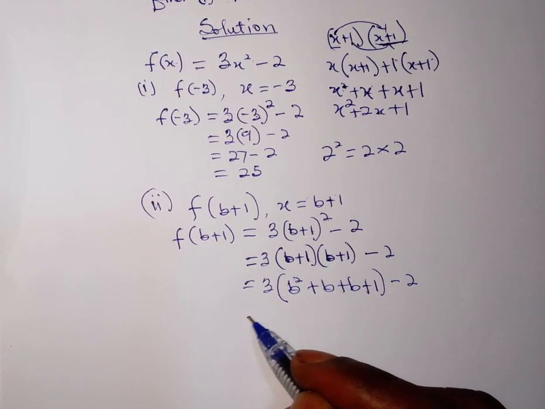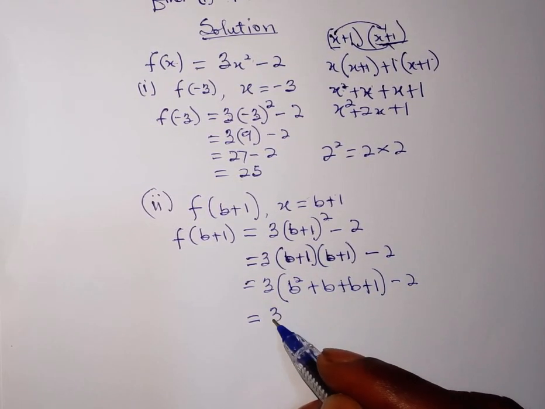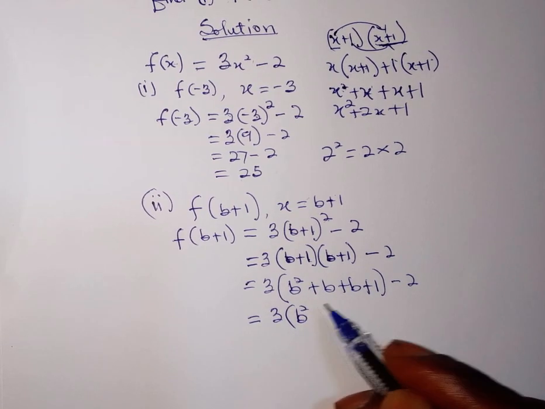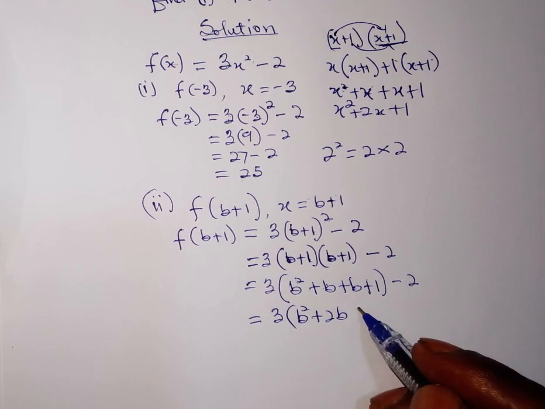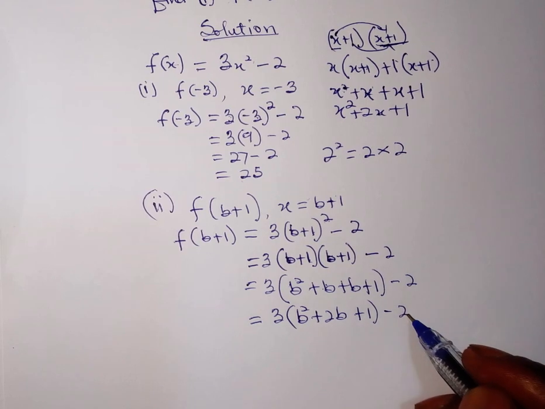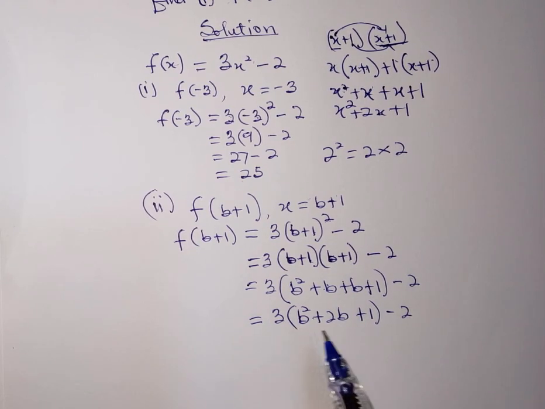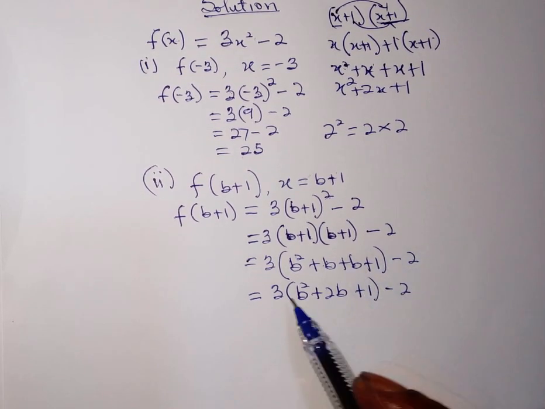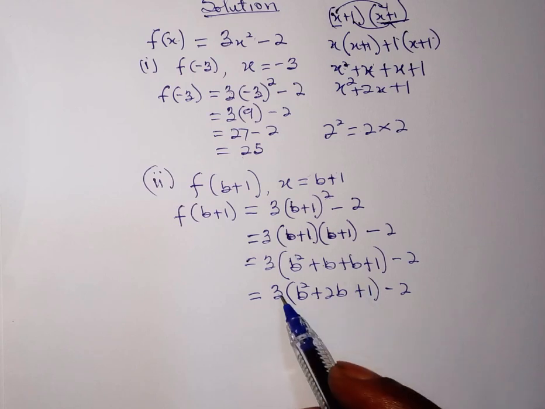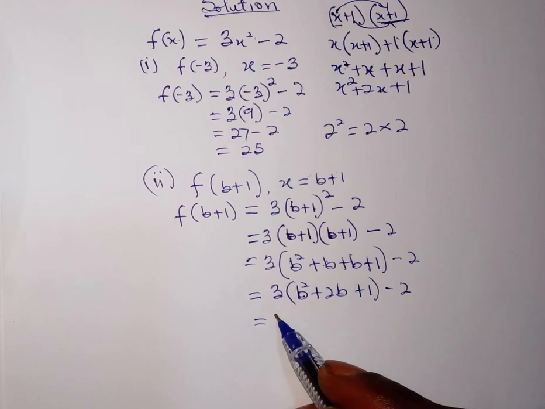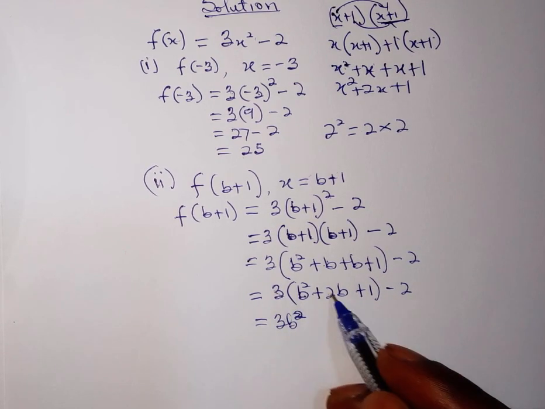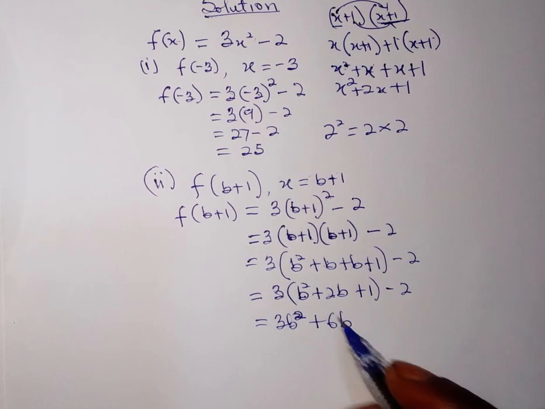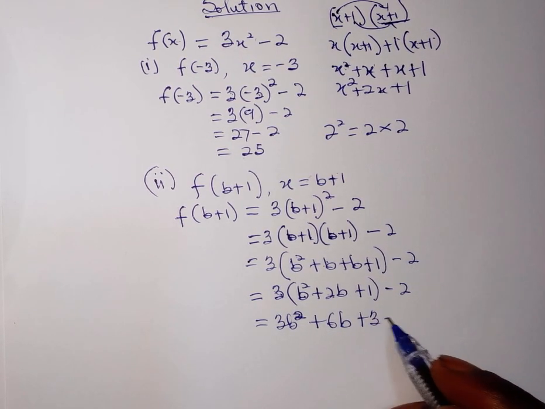Then I need to deal with this bracket. Okay, so I'm going to have 3 out, then b squared. I can add this because they are like. So I can get 2b plus what? 1 minus 2. Okay, then once I'm able to get this, I can go ahead and do what? Open the bracket, okay, by multiplying 3 by each term. So 3 times b squared gives me what? 3b squared. 3 times 2b gives me what? 6b. And 3 times 1 gives me 3 minus 2.